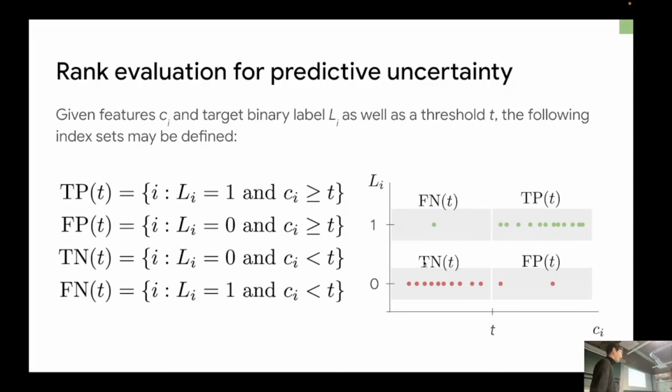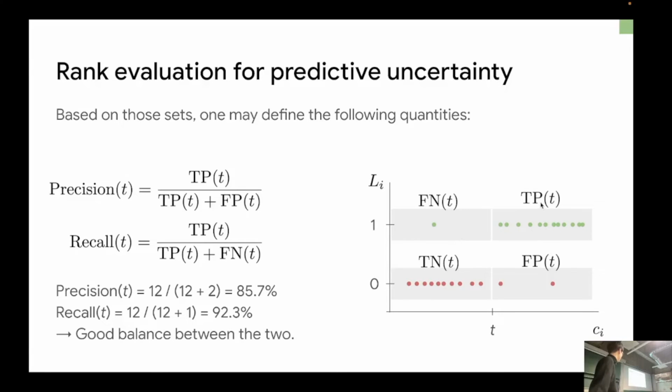And based on this quantity, we can compute a lot of metrics, like precision and recall. Precision is basically the ratio of these green points divided by the green points and red points here. So among the positive predictions according to threshold t, how many of them are actually positives? In this case, we get 85% precision. And recall is basically among the actual positive samples, how many of them do I predict as positive? That value here is 92%. So when t is here, we say we have a good balance between precision and recall.